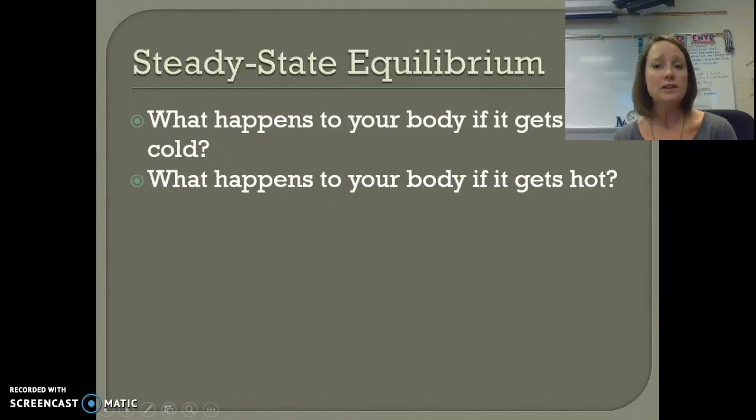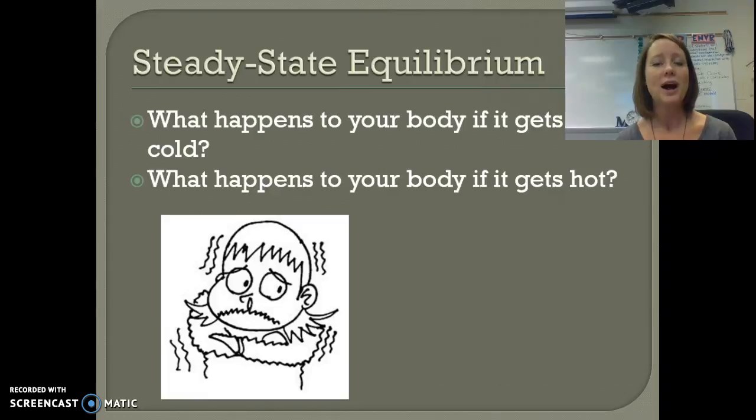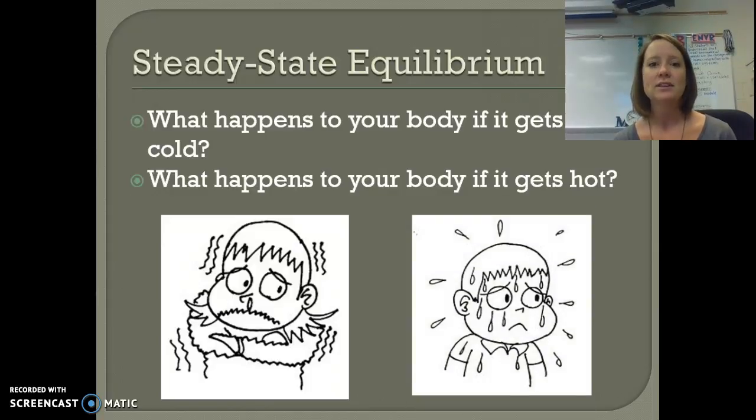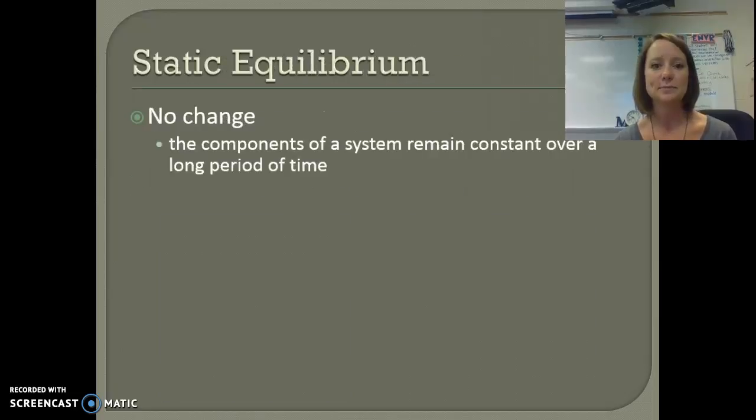All right, think about it in terms of your body. If you get cold, you start to shiver. The shivering motion warms up your body. If your body gets too hot, you start to sweat. Sweating, the evaporation of the liquid, actually lowers your body temperature and cools you back down. So this is a way that your body can regulate its temperature. It doesn't stay exactly the same, but on average, your body's going to stay pretty steady.